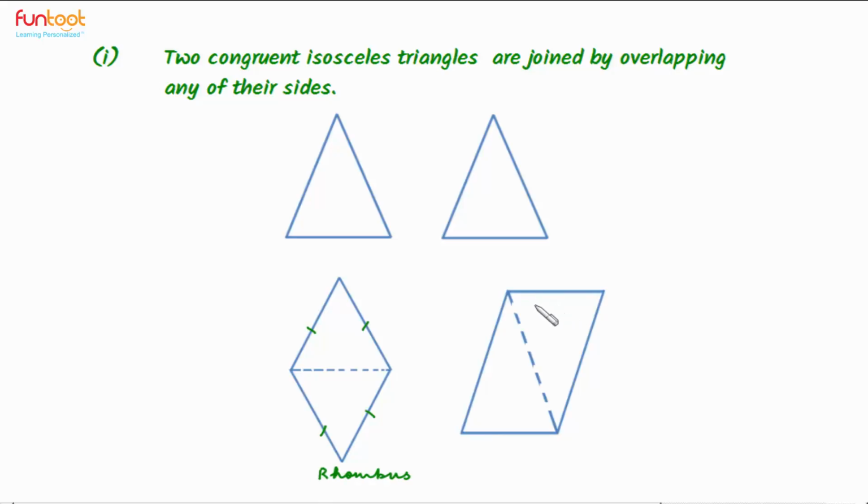So this is the other way of joining the two congruent isosceles triangles. They are joined along the equal sides, and in this quadrilateral we can see that this base is equal to the base here, and these two sides are also equal. So such a quadrilateral in which opposite sides are equal and we do not have any information about the angles is simply a parallelogram. So this is a parallelogram.